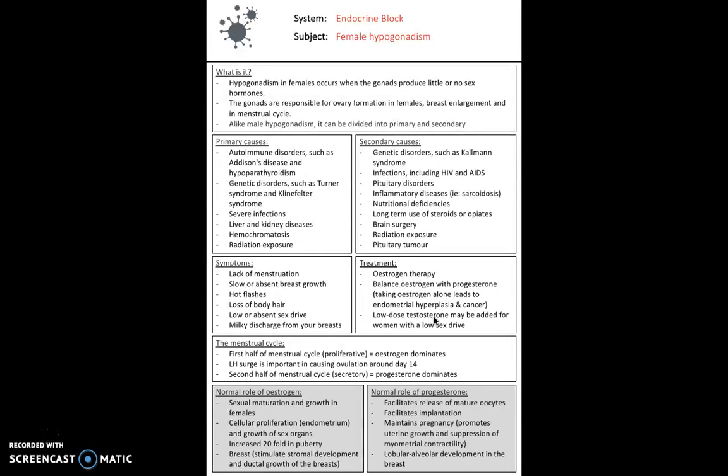And lastly, if we just talk about female hypogonadism as well, so hypogonadism in females occurs again with little or no production of sex hormones, and in females of course the gonads are the ovaries, and we're not producing enough of the estrogen and progesterone that we should be producing. So primary causes, again we're thinking about problems with the gonads themselves, so autoimmune disorders, genetic disorders, severe infections, and higher up causes, secondary causes, these can be again Kallmann syndrome, infections such as HIV and AIDS, pituitary disorders and inflammatory diseases. The secondary causes are fairly similar for both male and female hypogonadism. It can lead to lack of menstruation, slow or abnormal breast growth, hot flushes and loss of body hair, and it's important to be aware of the normal levels of estrogen and progesterone as well, because then you can say, well, if these are absent, what kind of symptoms is the patient going to suffer with?